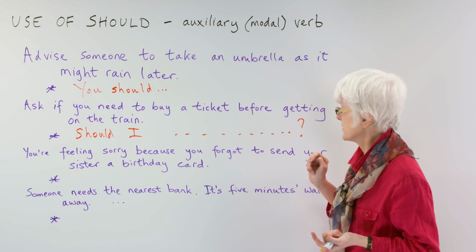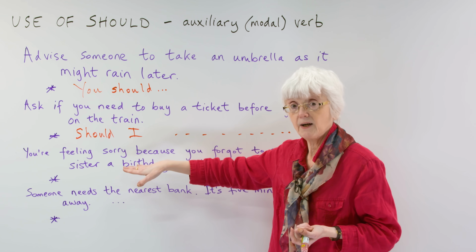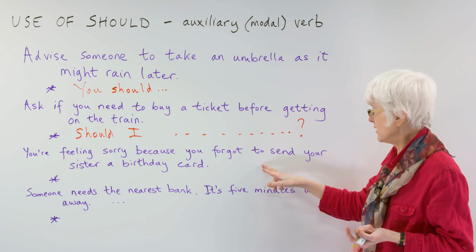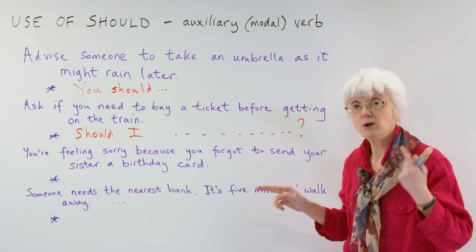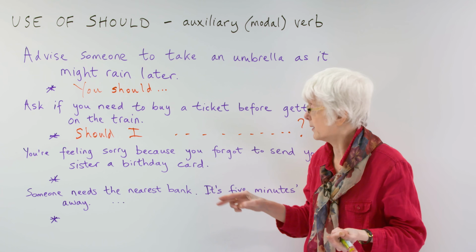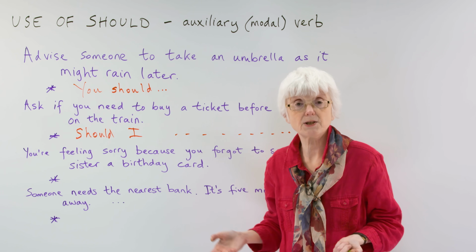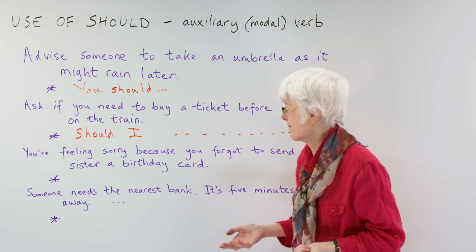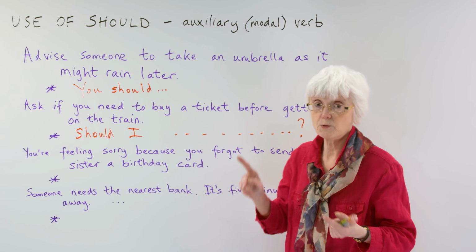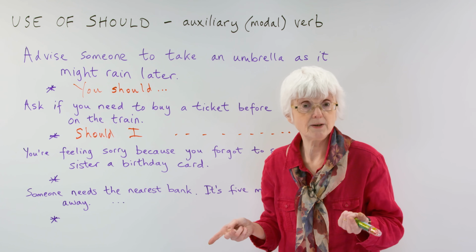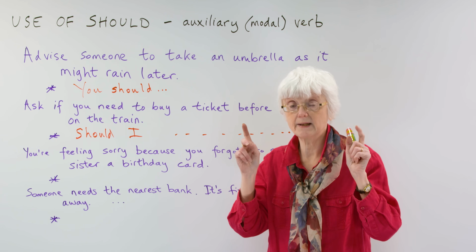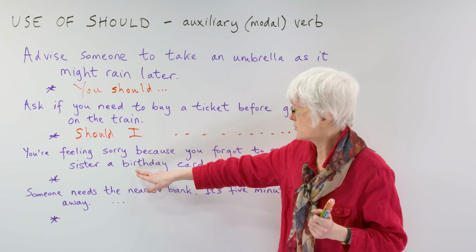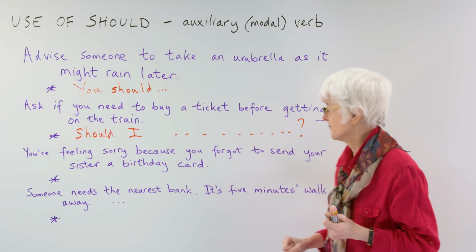Okay, good. Next one, you're feeling rather bad and sorry because you forgot to send your sister or some family member a birthday card. You missed her birthday. Disaster. You missed somebody's birthday. So, how do you say when it's too late now? It's that too-late-now use of should. So, what would you say using should about this situation?